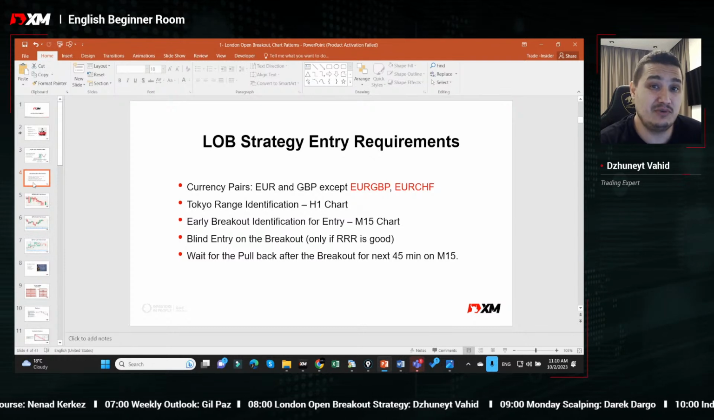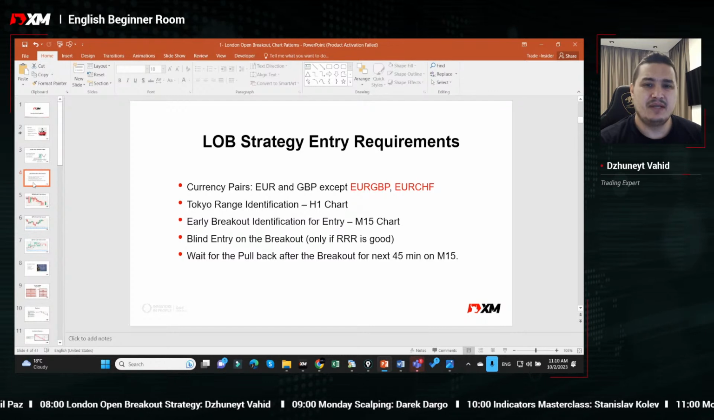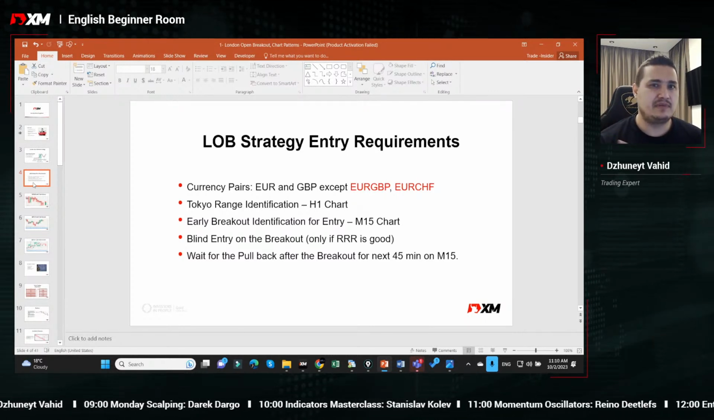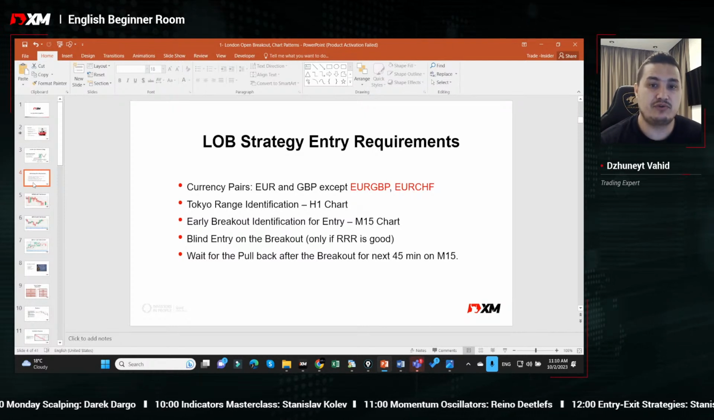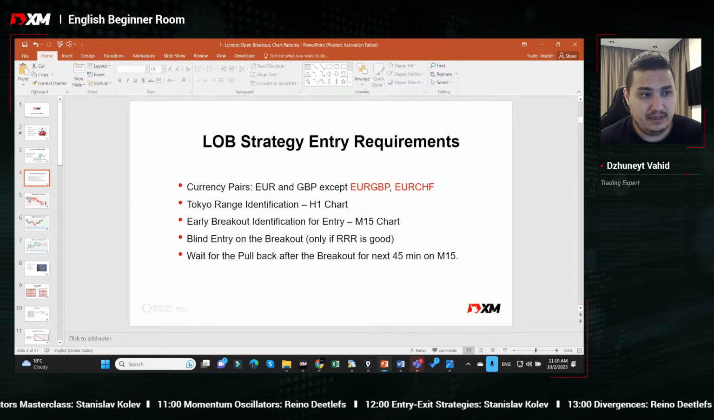When you open the Euro Swiss franc chart, you're going to see a very tight consolidation, where even a breakout that looks big on the chart is actually 7 pips, like nothing. It's very difficult to trade with a good risk to reward ratio.